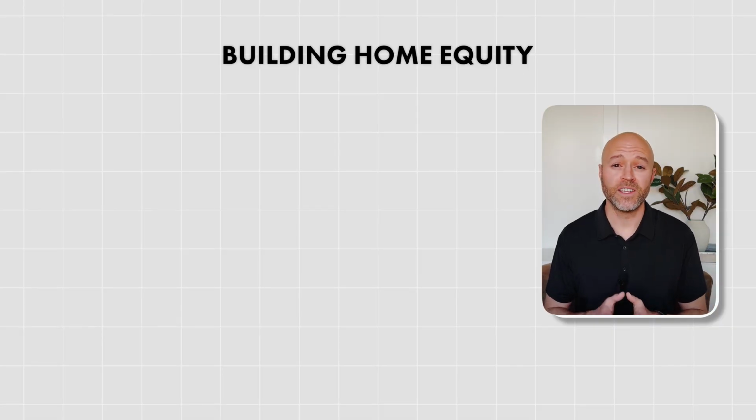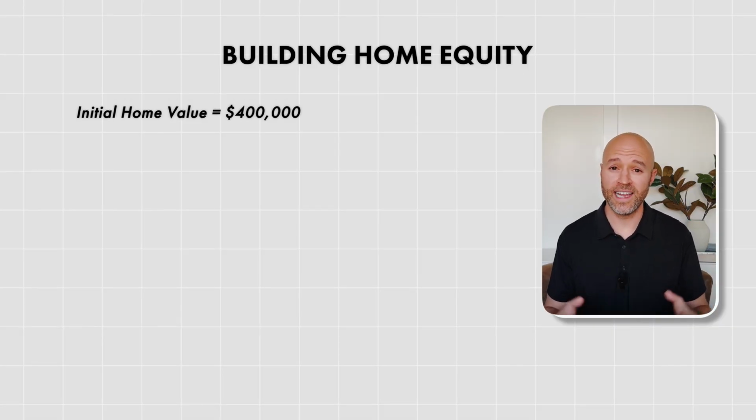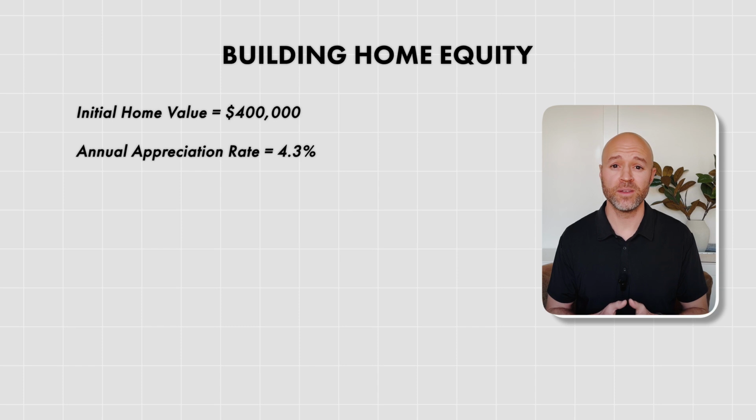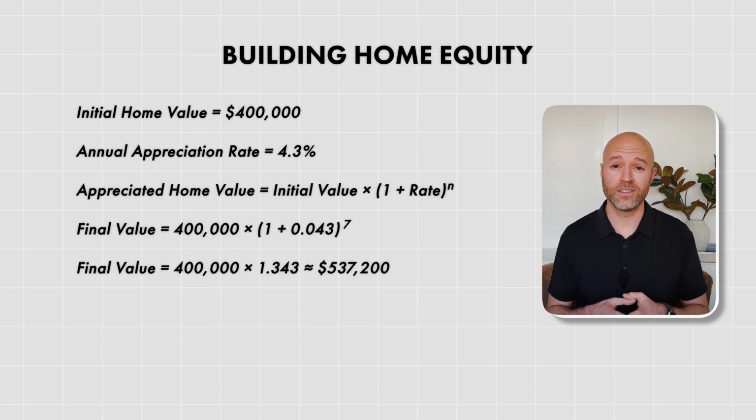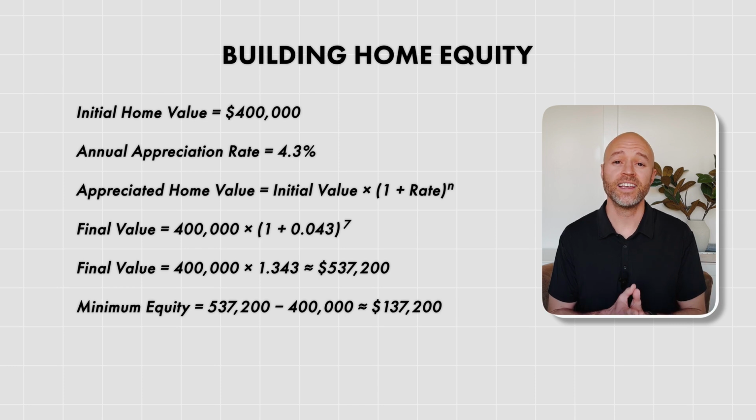Let's say you bought a home 7 years ago for $400,000 and it has appreciated on average 4.3% per year. Your home is now worth $537,000. So your minimum equity position in your house is now $137,000. And that doesn't even take into account what your down payment was or the principal that you've paid down over that 7 years.